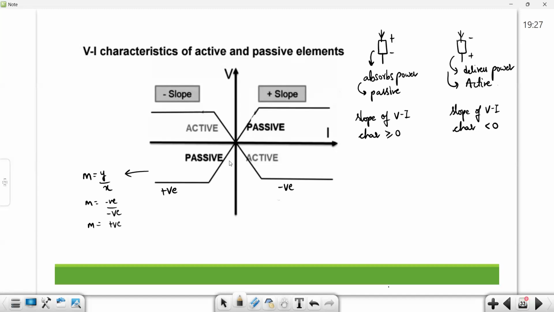Fine. Is it clear now? The first and third quadrants are passive. The second and fourth quadrants are active elements. We can tell by the slope also, and by showing the polarity we can tell exactly.